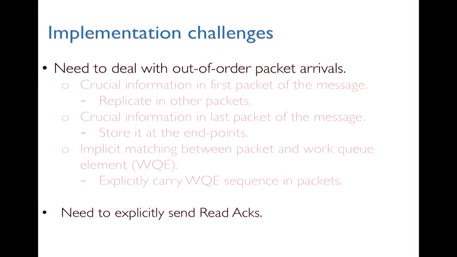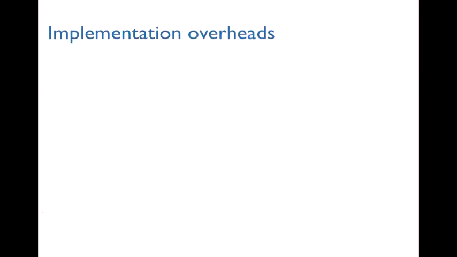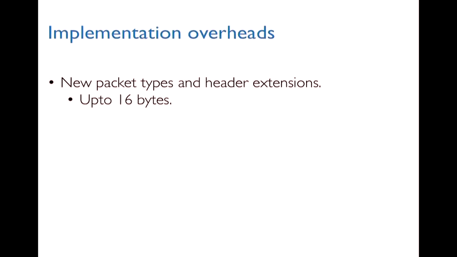Another change that we need to make with IRN is we need to introduce acknowledgements for RDMA reads, since IRN relies on acknowledgements for loss recovery in the absence of PFC. So this basically implies that we do need some changes to the RDMA packet format in the form of introduction of new packets or header extensions. But these changes are encapsulated within the UDP header that RoCEv2 uses. And in terms of overhead, it adds up to a maximum of 16 bytes per packet, and it could be less than that depending on which operation is being used.